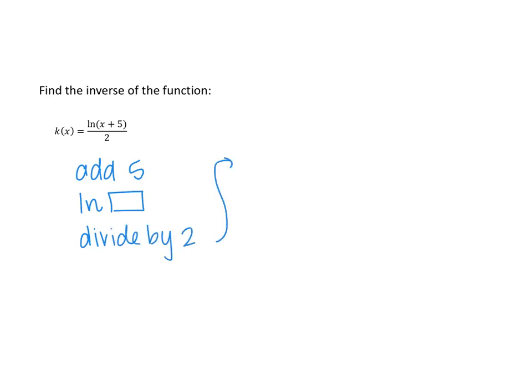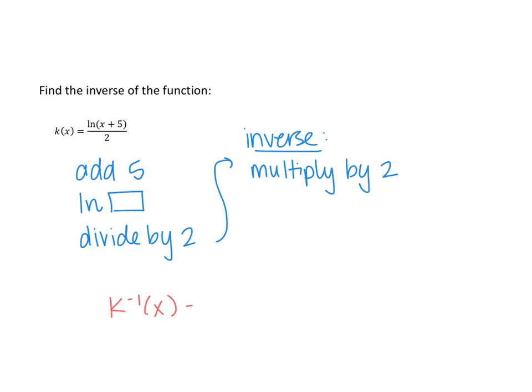All right, so here's my steps for the inverse function. I want to undo dividing by 2, and the inverse of dividing by 2 would be multiply by 2. I'm going to start writing what I have so far. The inverse of k of x. We want to take the input and multiply it by 2, so I'm going to put just 2x, that's what we have so far.